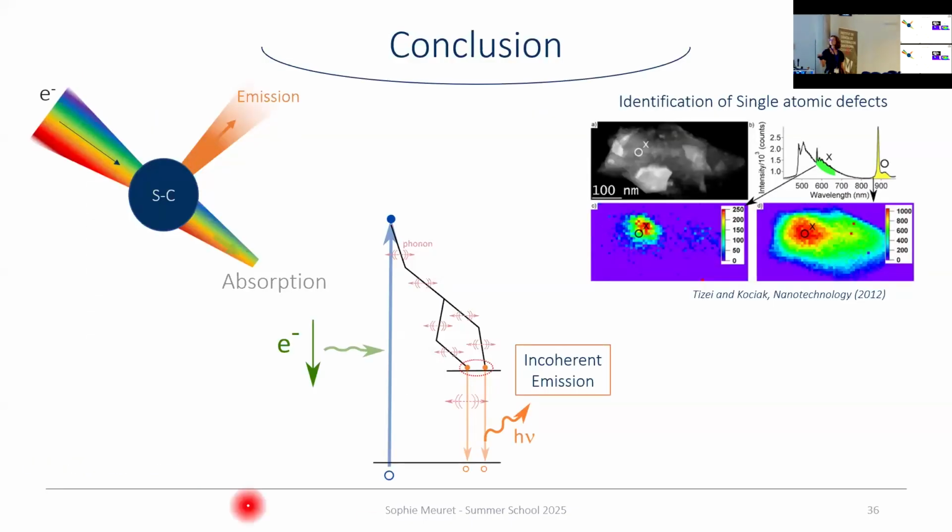Okay, so I will conclude this part on cathodoluminescence. We have this time also absorption. We also have an electron that can excite anything inside our semiconductor, which also means that we are going to see everything, which could be a problem if you want to look at a specific transition, and we will discuss this tomorrow. That can help you to identify single atomic defects, but you have to keep in mind that if you look at the optical properties of a semiconductor using an electron beam, for now you're mostly going to look at incoherent emission and not really at what's happening with your electron beam.